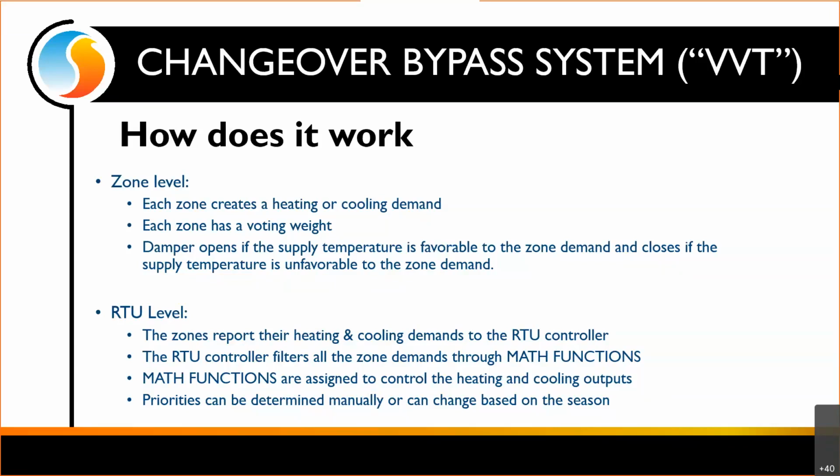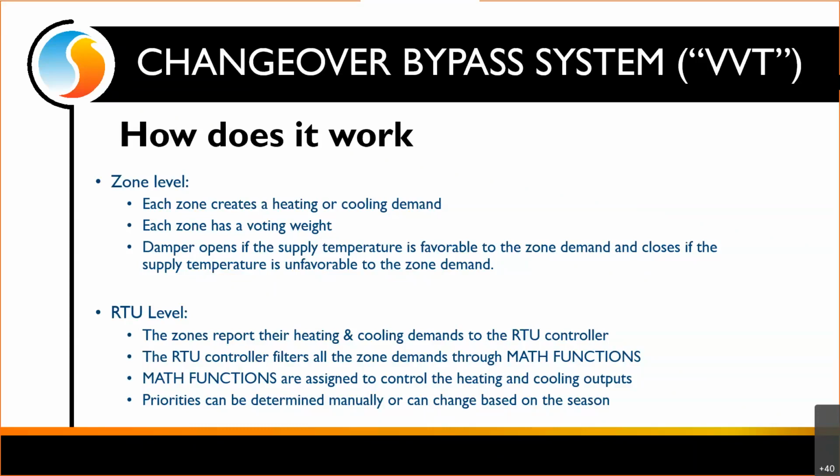Now, at the rooftop level, so number 1, he is going to receive all the heating and cooling demands from every zone. So what does it do with all of these calls? It's getting all these different heating, cooling demands with different voting weights. So what does it do with it? Well, the rooftop controller will filter all these zone demands through something that we call math functions. And in the next slide, I'm going to show what different math functions we have.